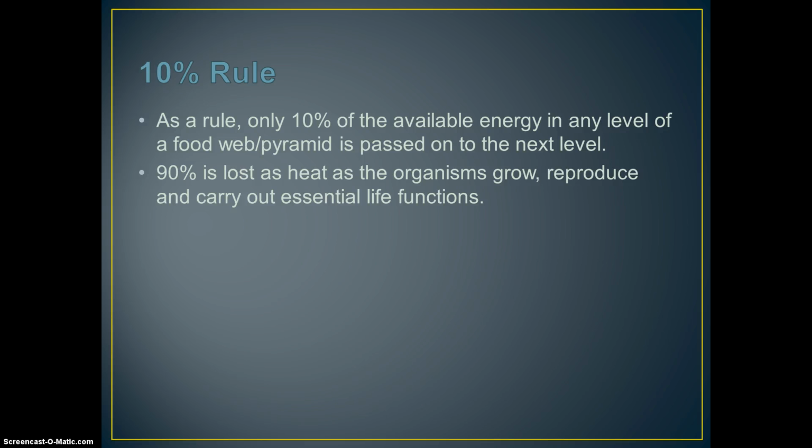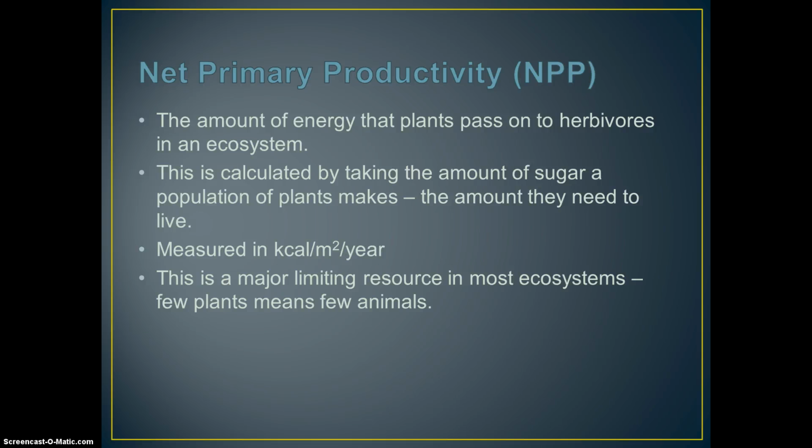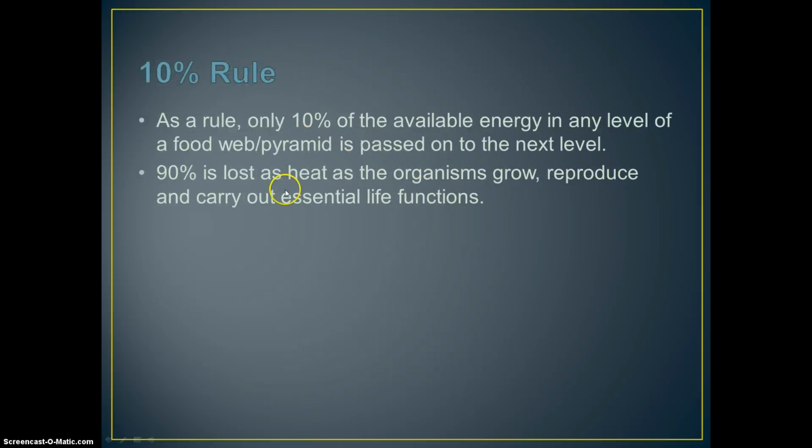So just with our NPP back here, I told you that we take the total energy that the plants make and subtract the amount that they need to live, and that usually comes to about 10%. 90% of the energy produced by the plants is lost. It's used to let the organism grow and reproduce, and eventually it's turned into heat energy and it's completely lost to the environment.